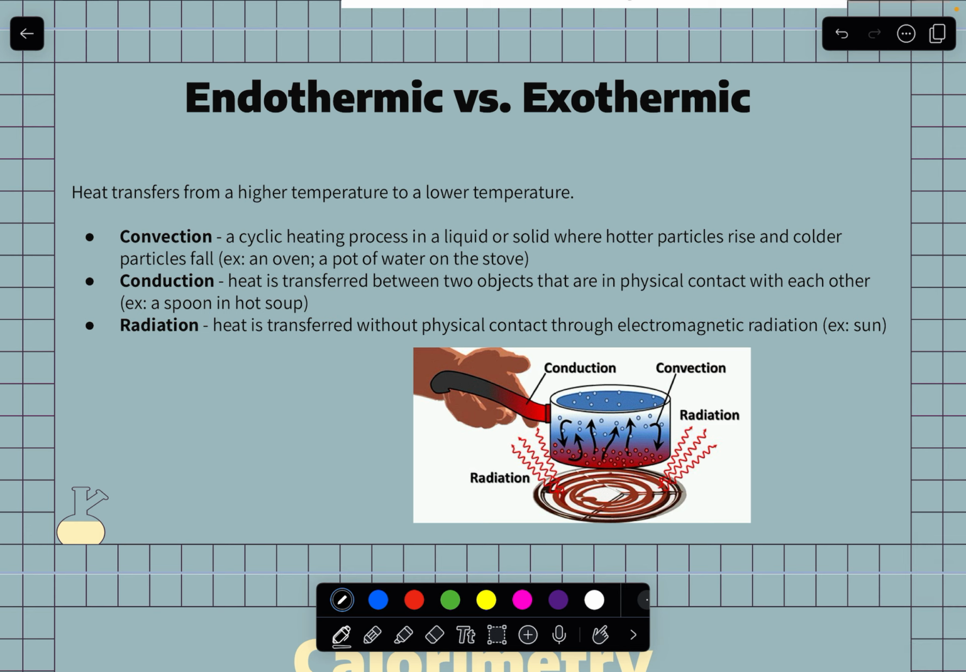All right, so talking about different types of heat transfer, right? These ones, I think you actually learned these in middle school as well, but you have convection, conduction, and radiation. Remember, convection is the cycling in liquids, where the hot particles rise and the cold particles fall, right? If you're boiling water, you're going to have convection there, the particles cycling.